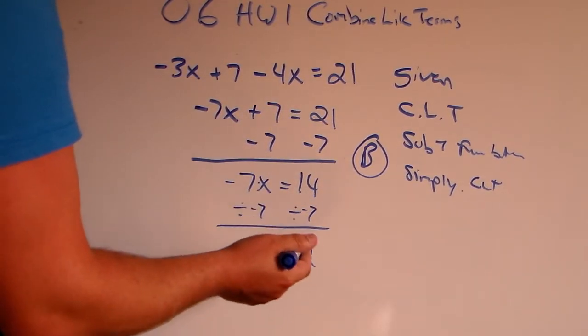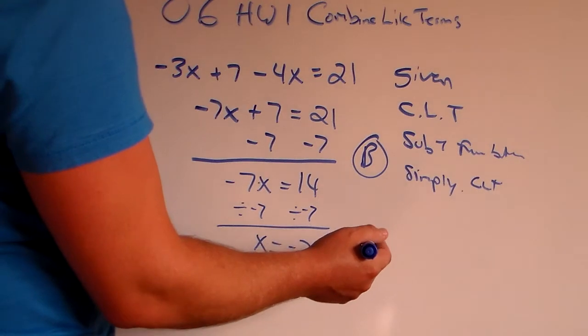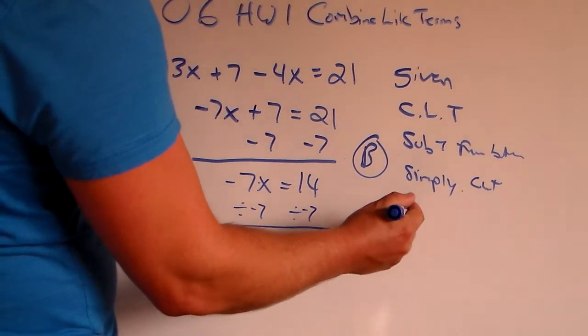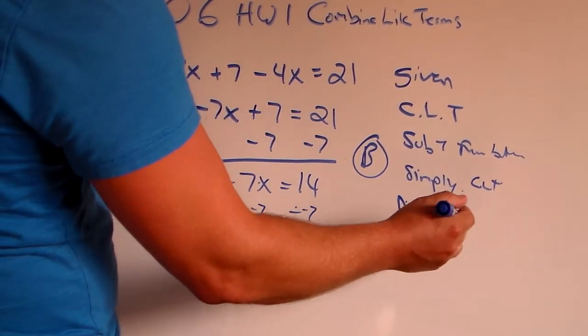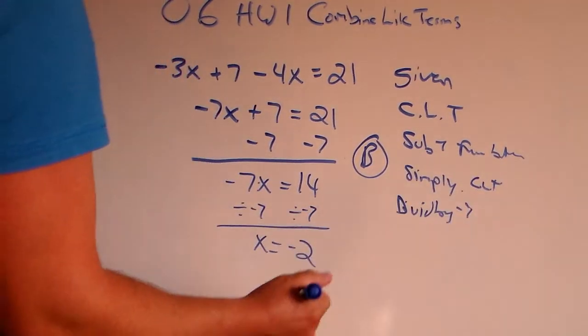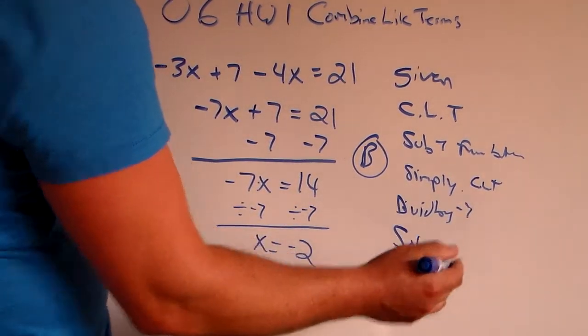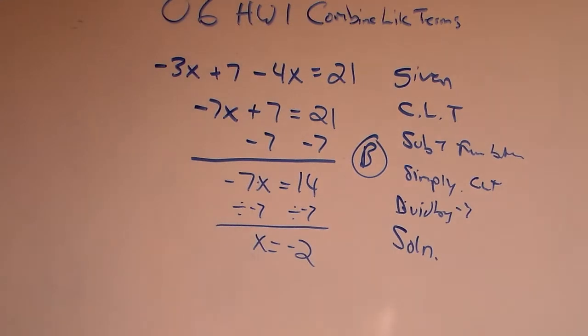Then we divide by negative 7 on both sides. So divide by negative 7 to both sides of the equation. And then we have our solution. And that's problem number 6. The last problem we're going to do is problem number 8.